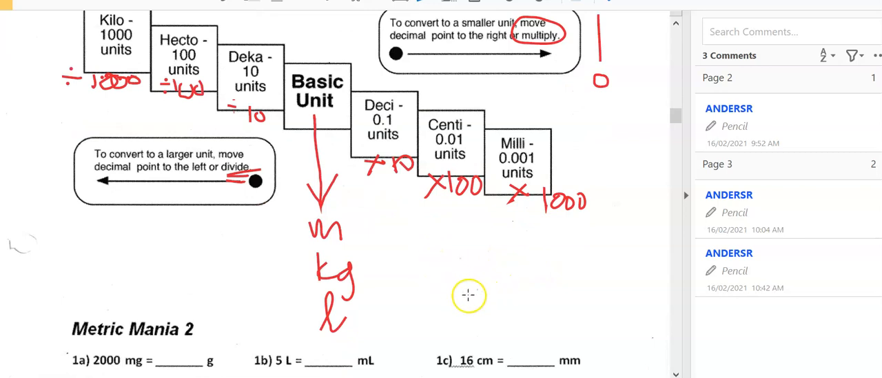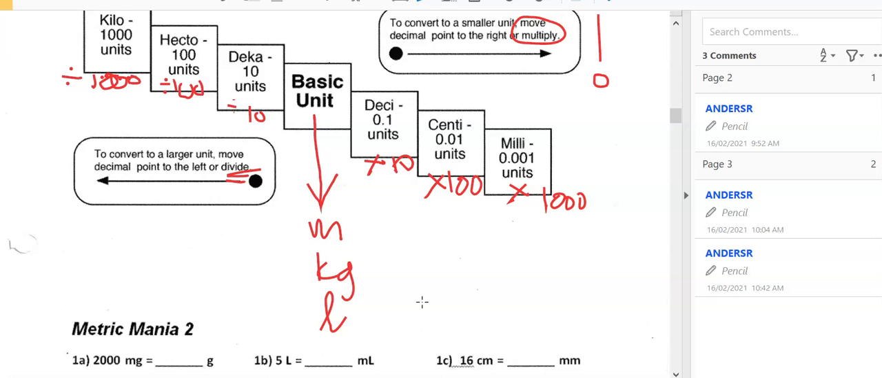Right. So if we must convert from kilograms to centigrams, what do we do? We must multiply by 100. So 1 kilogram is equal to 100 centigrams. To convert from kilograms to milligrams, we must multiply by 1,000. Right, so to convert from centigrams to kilograms, what do we do? We must divide by 1, 2, 3, 4, 5. That means from centigrams to kilograms, we must divide by 10 to the power 5 or multiply by 10 to the power minus 5.